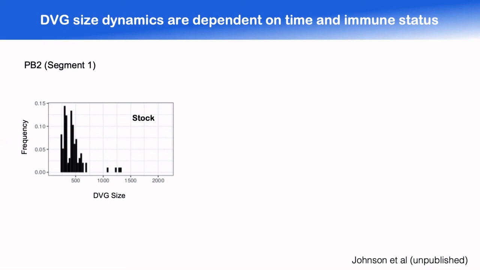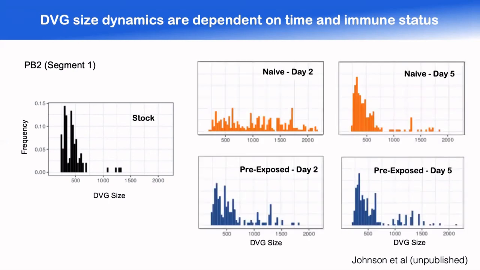And so when we looked at our naive and at our pre-immunized ferrets, what we saw is that over the course of the infection, what you have is you're infected with this mix of a lot of small DVGs. There are probably a few longer DVGs, but early on, you have very large segments and very few of the DVGs, except if you've been pre-exposed.